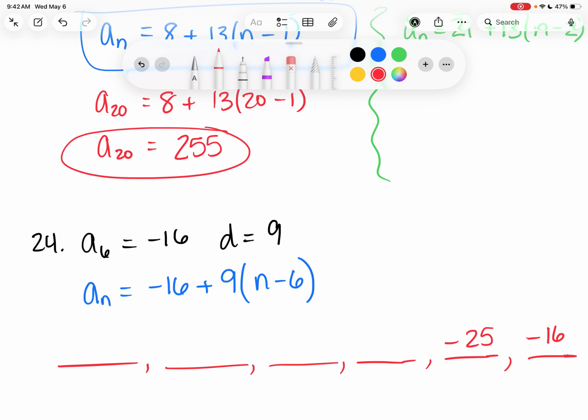So if I subtract 9, what do I get? Negative 34. Subtract 9 again. Negative 43. Again. Negative 52. And finally. Negative 61. Yep. And that's how we would use that to work backwards. So you can either use the rule, or you can just quite literally subtract or add, respectively, depending on what you need to do.